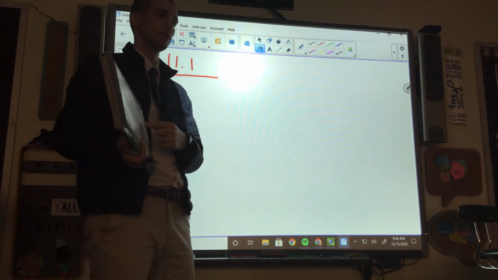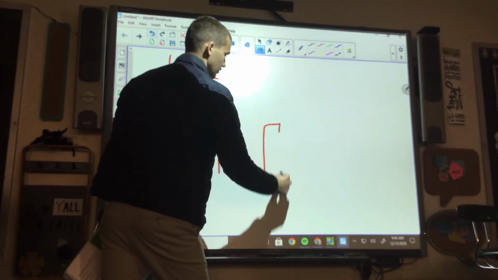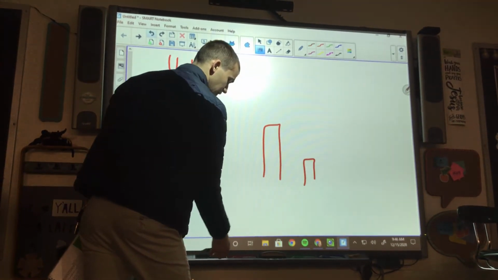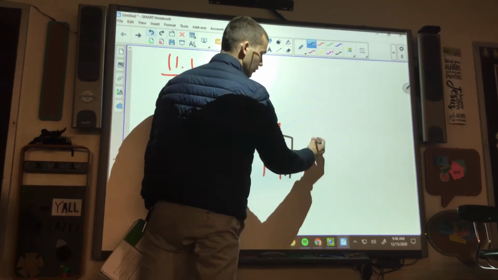I've never noticed that. If we wanted to have the double bar graph so that it had these ones here, these ones here, these ones here, you could also then do it where you had the double bars right next to each other.